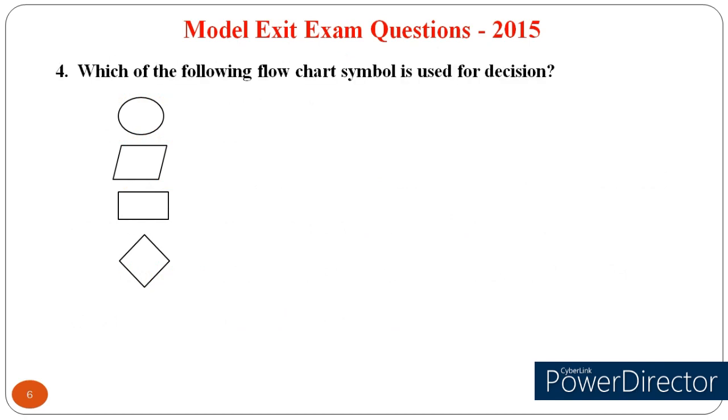Fourth question: which of the following flowchart symbols is for a decision? A, B, C, D. A is an oval or pill shape. B is a parallelogram shape. C, rectangle shape. D, diamond shape.